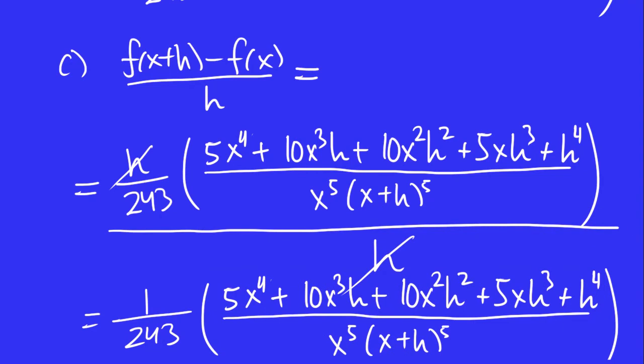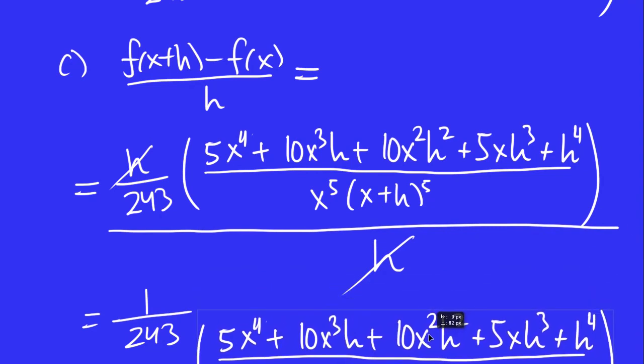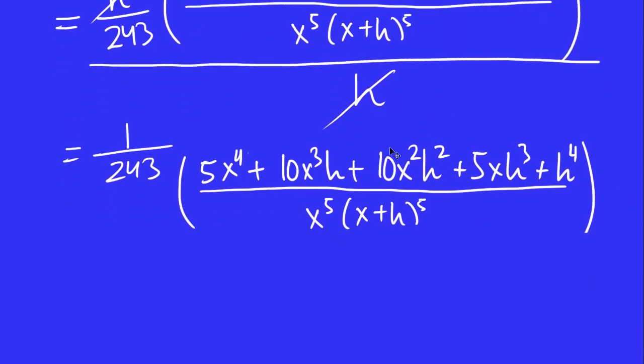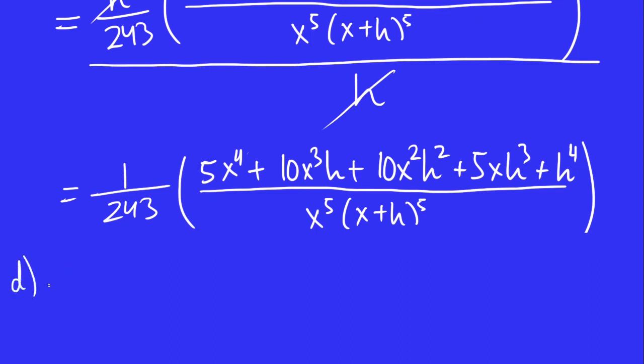And I need more space, I guess. It's nice not having to recopy all that. That's the answer for part C, okay? So I divided by h, and now I'm ready to actually do that derivative, right? The limit as h goes to 0 of all of this stuff.